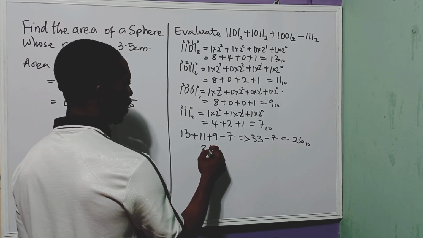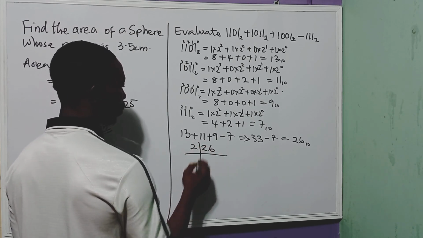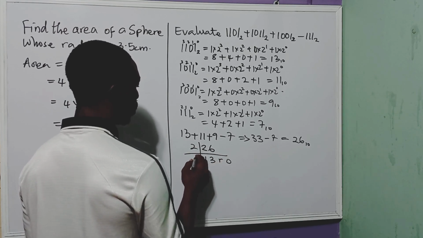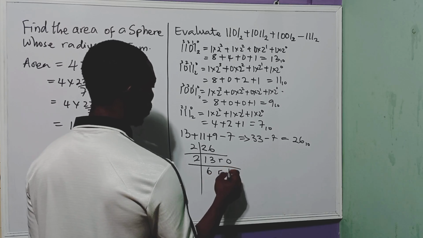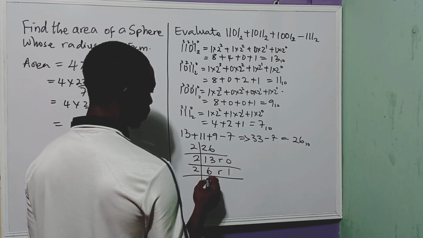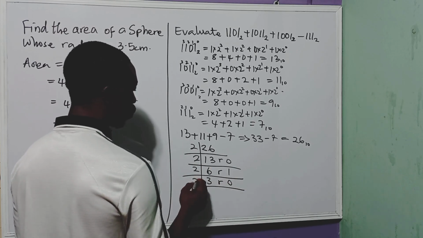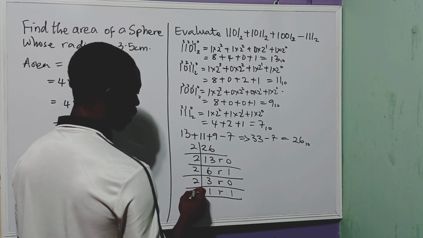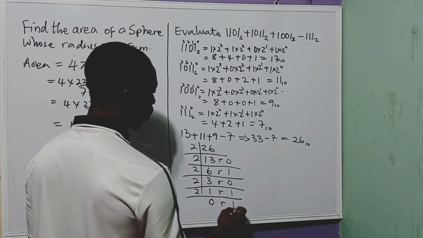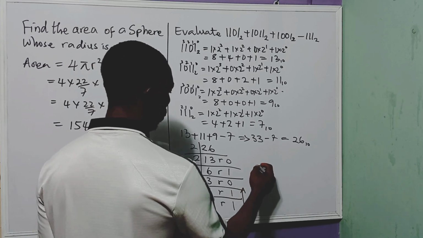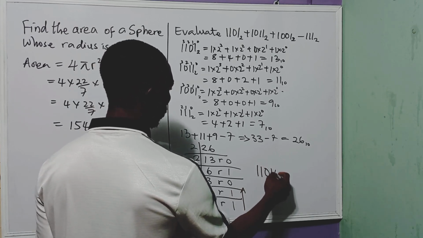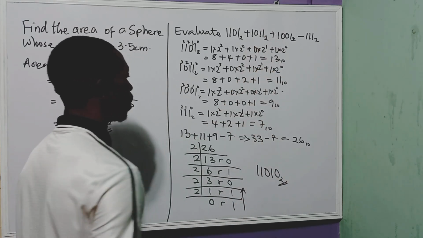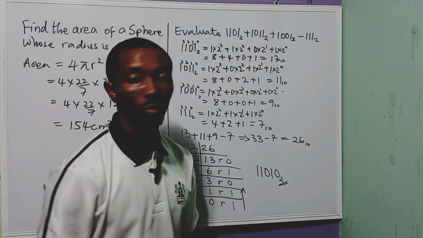Converting 26 back to base 2, we'll use our division method. 26 divided by 2 will give us 13, remainder 0. 13 divided by 2 will give us 6, remainder 1. 6 divided by 2 will give us 3, remainder 0. 3 divided by 2 will give us 1, remainder 1. And 1 divided by 2 will give us 0, remainder 1. Now reading upwards, we have 1, 1, 0, 1, 0 base 2. So our answer for this equation will be 11010 base 2.